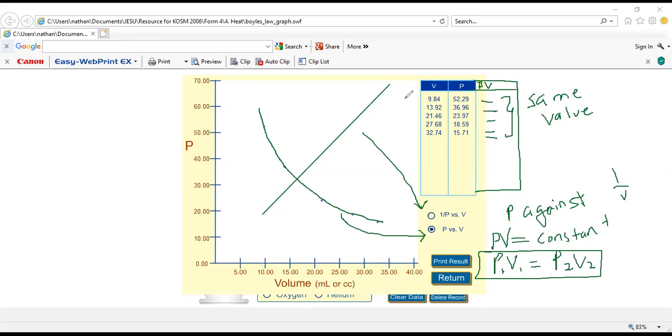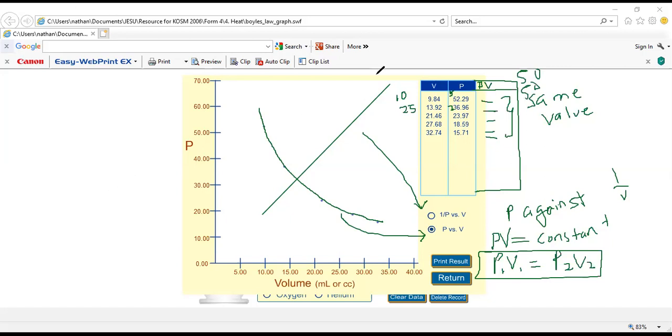Example, let's say this one. We put an easier number. Let's say this is 10, and this is, let's say, 5. If this one is 25, here will be 2. So 10 times 5 will give you 50, and 25 times 2 also gives you 50. So that means the value of P times V is always constant.